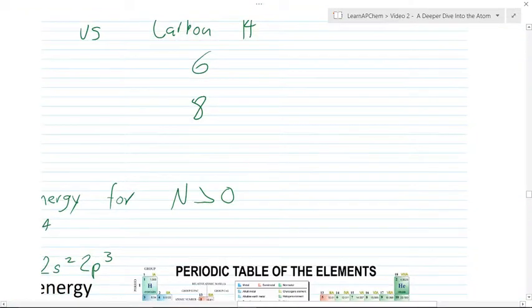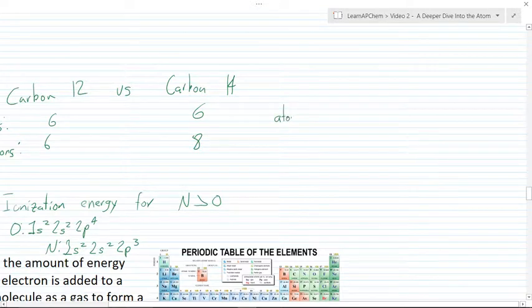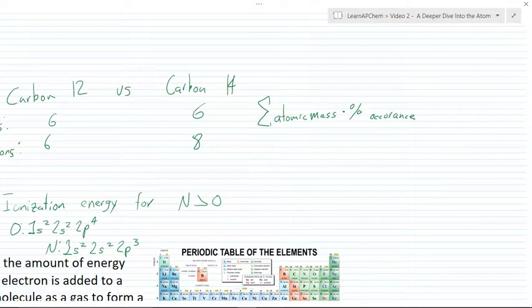And what we do is this. We're simply taking the sum of the atomic mass times percent occurrence, and then just summing that all up. And that's basically giving us an average of what the average atomic mass is. So that's what it is.